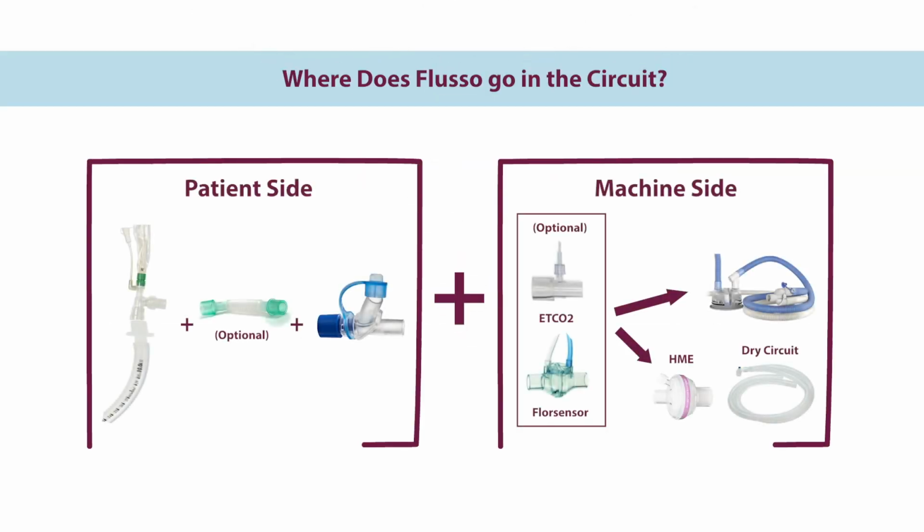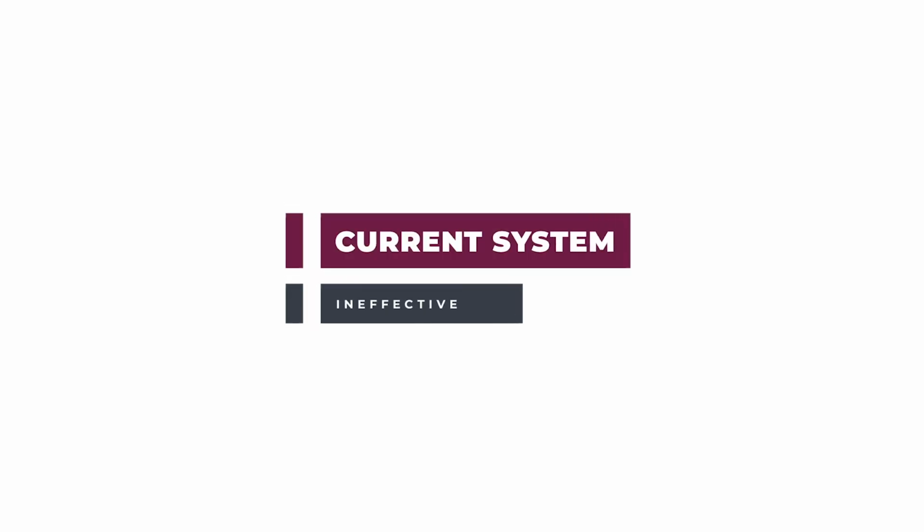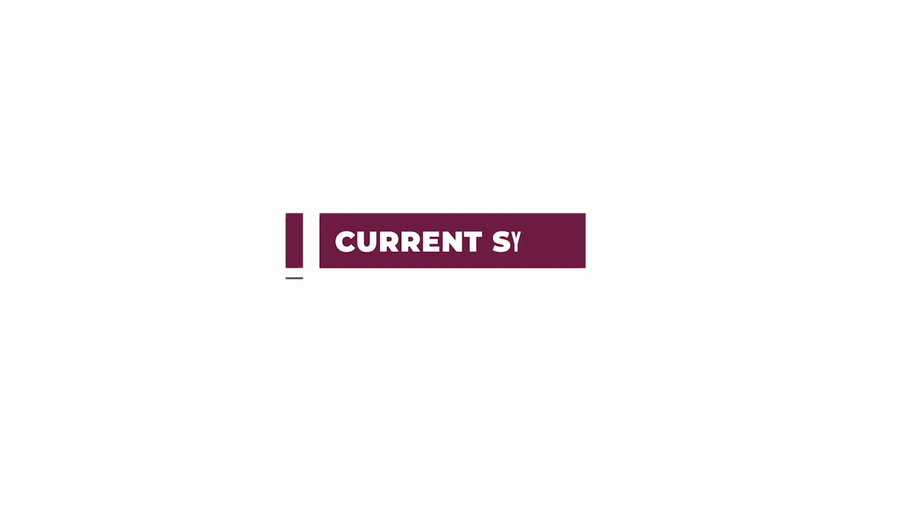The ventilator circuit is divided into 2 sections, patient side and machine side. The patient side includes inline suction, optional corrugated tubing, and Flusso. These items will always remain with the patient even during transport. The machine side consists of all devices that will remain with the stationary ventilator. This also includes specific items like flow sensors and HMEs. Let us have a look at what current therapy is and how Flusso is implemented at the patient bedside.